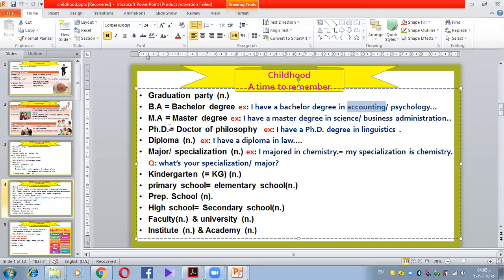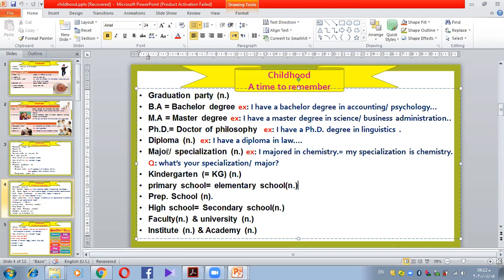طيب if you finish the MA and you study again, you have what? The PhD. PhD اللي هي Doctor of Philosophy. Doctor of Philosophy, it means what? I have a PhD degree in linguistics, for example. Okay, so it means what? It means like doctorate degree. So as we said, and if you have a diploma or something, you can use as well. I have a diploma in, let's just say, law or linguistics or anything.